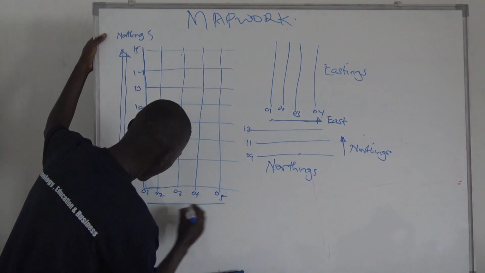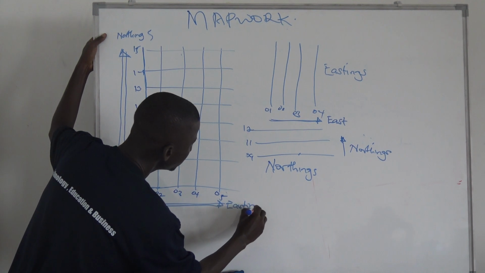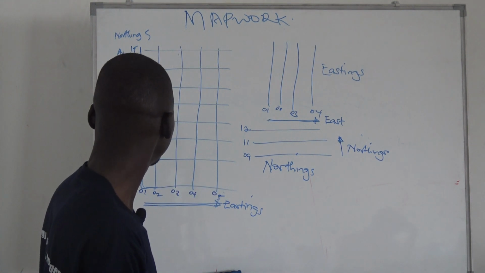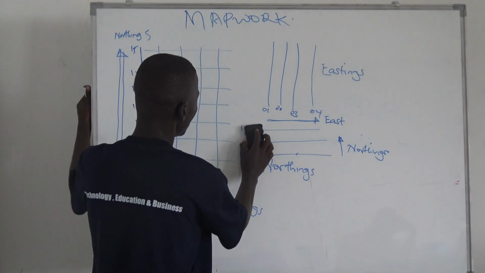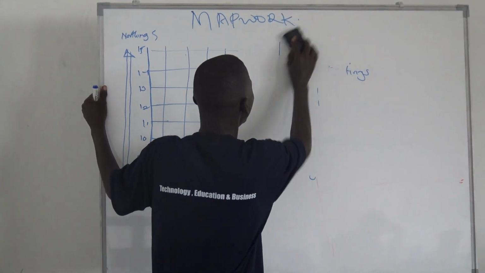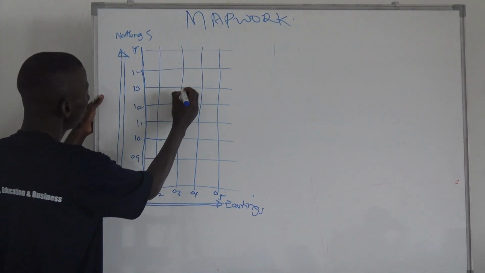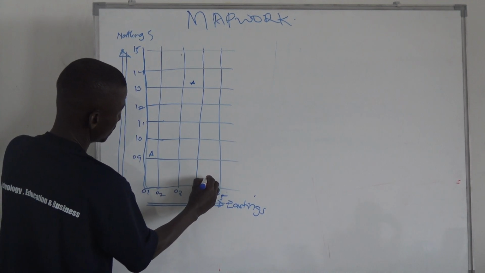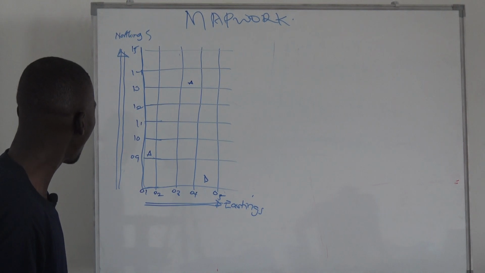These going to the east are called the eastings. That is very important. It is very important to note. So how do we state the grid reference? If somebody says state the grid reference of a feature here, how do we state?